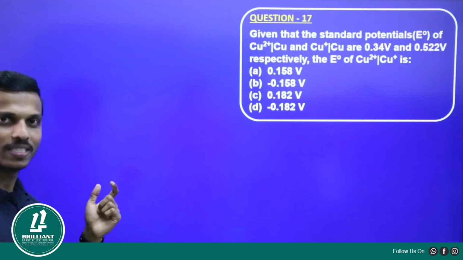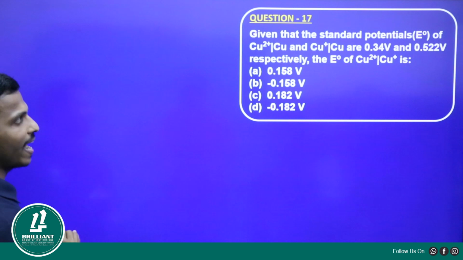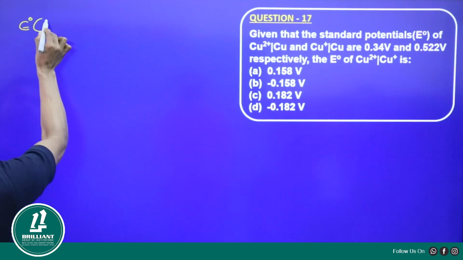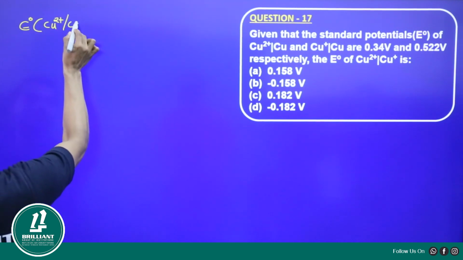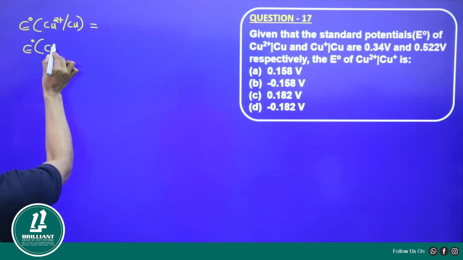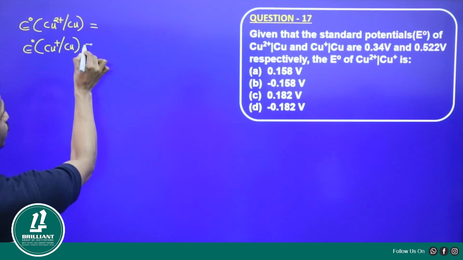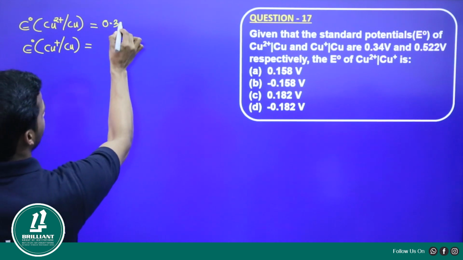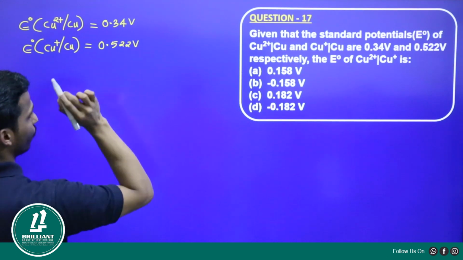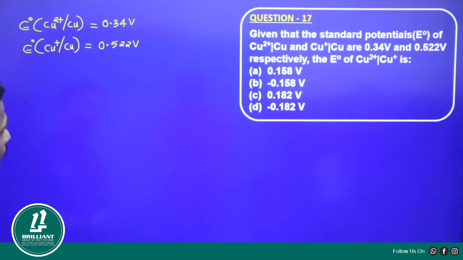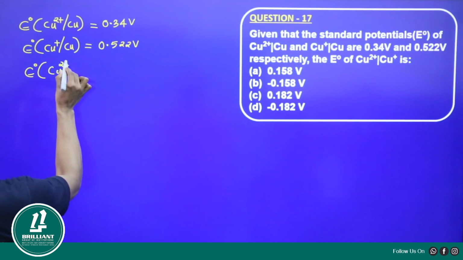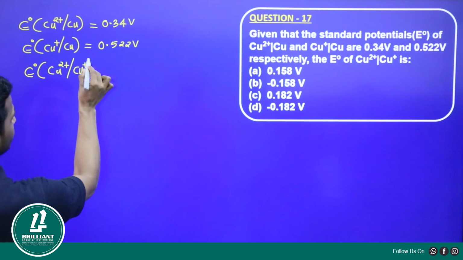And we have question number 17. Given that the standard potential E0 value of Cu2+/Cu and E0 value of Cu+/Cu are given. What's the value? 0.34 volt and here 0.522 volt, respectively. Okay, fine. And we have to calculate the standard potential for the change of Cu2+ to Cu+.